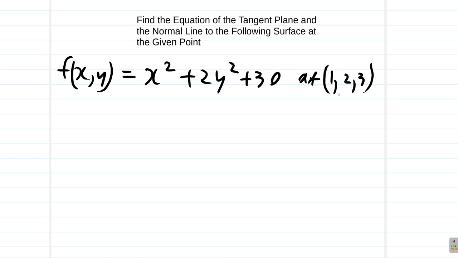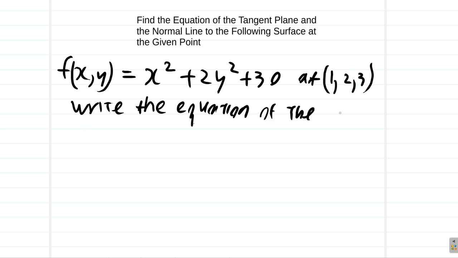Now, remember the steps to follow. You have the equation. First of all, write the equation. That's the equation of the tangent plane. I'm going to find the tangent plane first. So write the equation of the tangent plane. Let me just put TP for now.